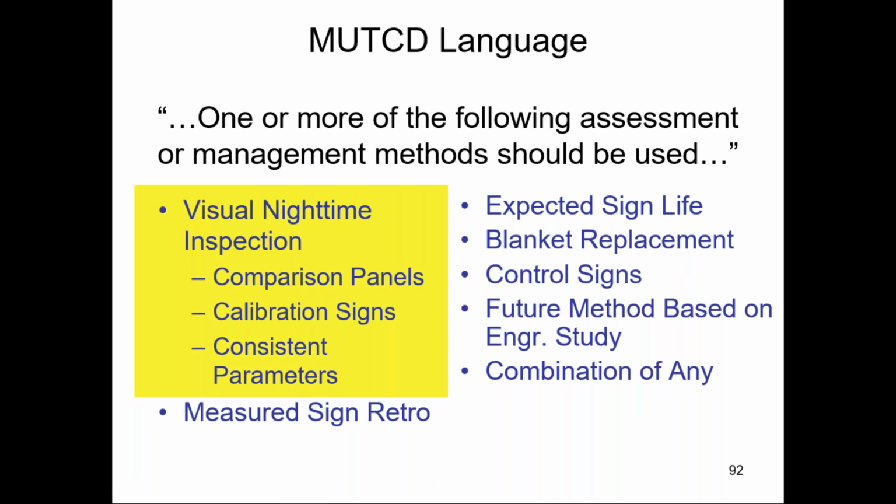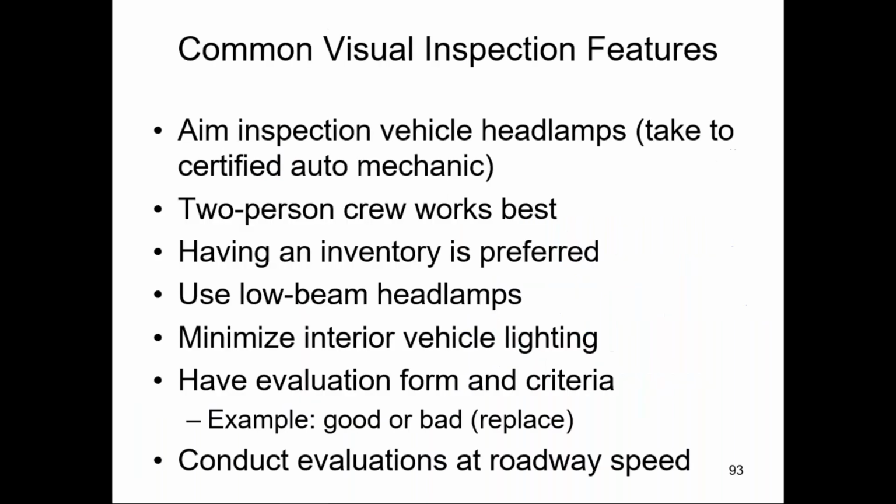So we've looked at the visual nighttime inspection methods. There are three of them, and these fall under the assessment methods as identified by the MUTCD. Just to review some common visual inspection features, I keep mentioning I'd aim the inspection vehicle headlamps maybe at the start of each season, mainly as a risk management technique to show that you're attempting to do your due diligence and follow these procedures in a rational, objective manner.